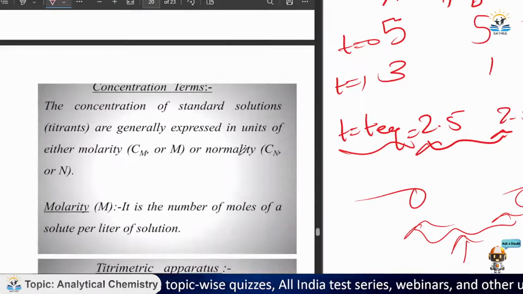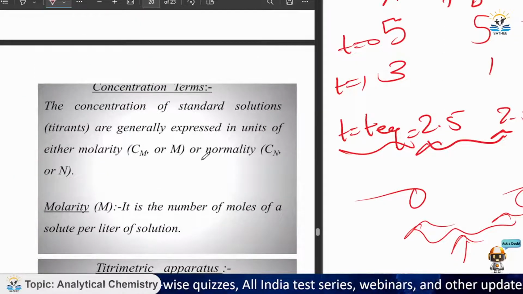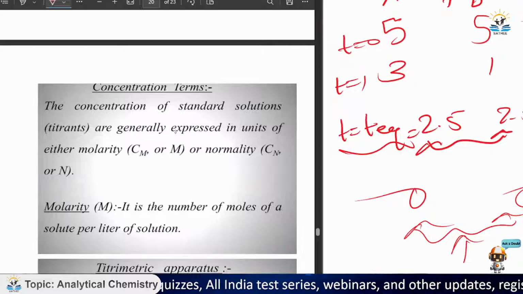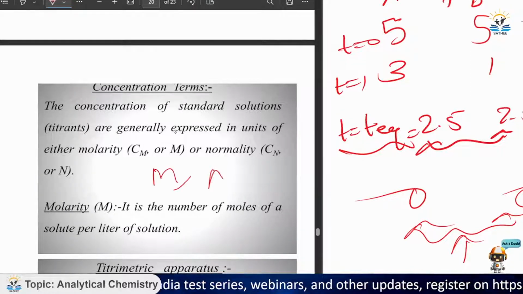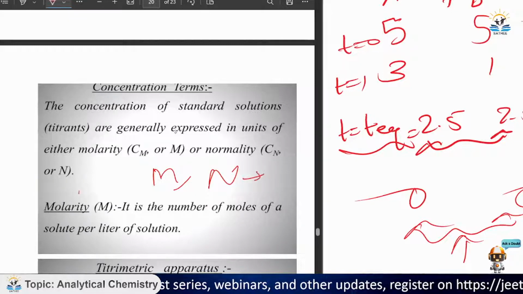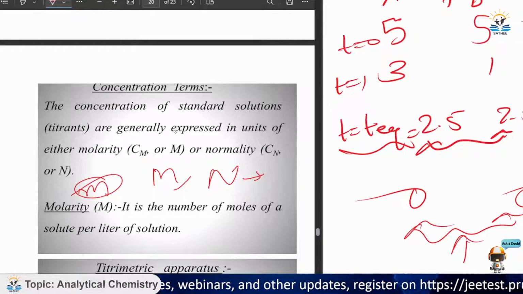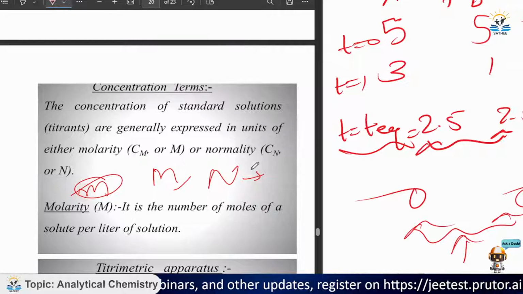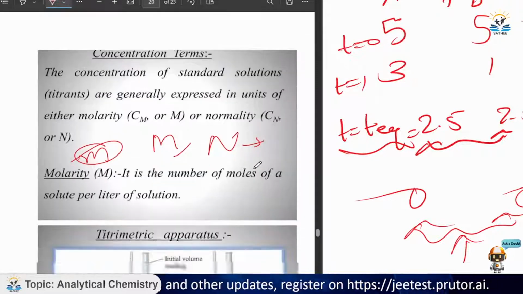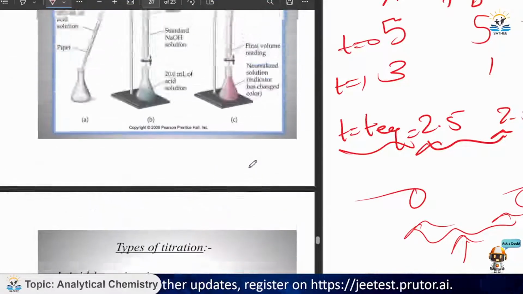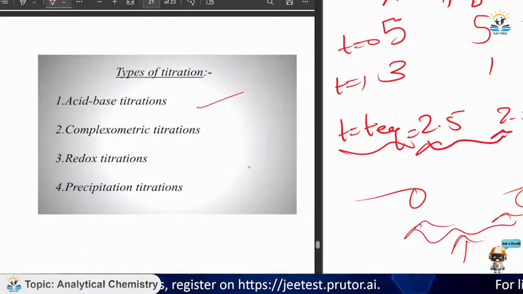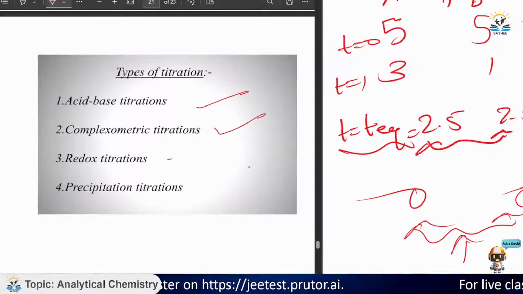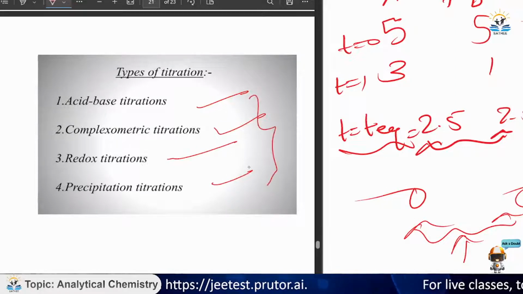Some terms are related to this also. Concentration terms: how will we check concentration? Basically molarity, normality, or molality also. I have not written all of this because you have heard about these terms in the mole concept chapter. Some apparatus and some types of titration are also there: acid base titration, complexometric, redox, precipitation. You have also heard about those.